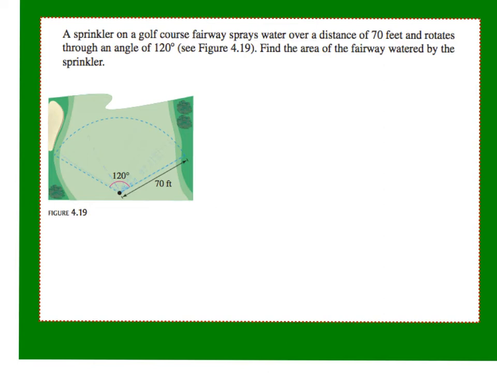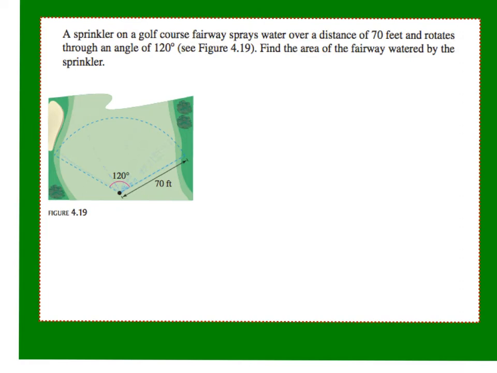Go. A sprinkler on a golf course fairway sprays water over a distance of 70 feet and rotates through an angle of 120 degrees. Find the area of the fairway watered by the sprinkler. All right, fantastic.